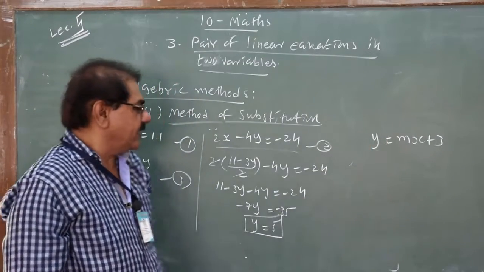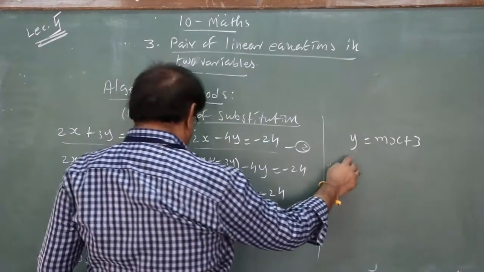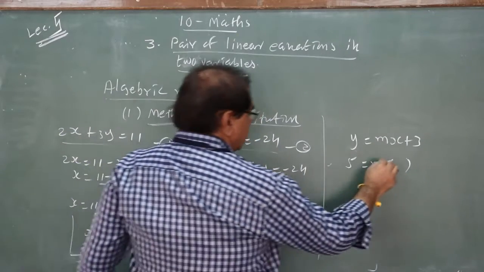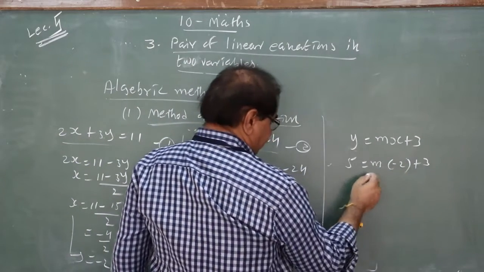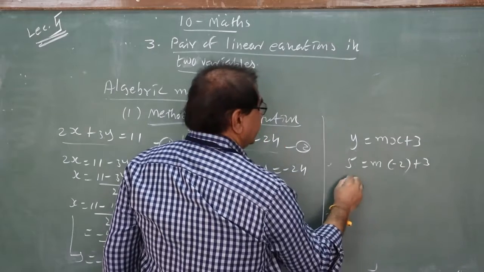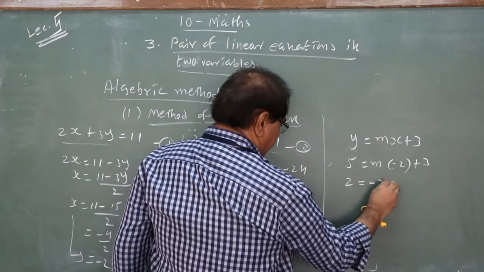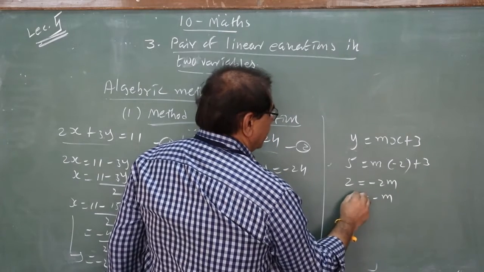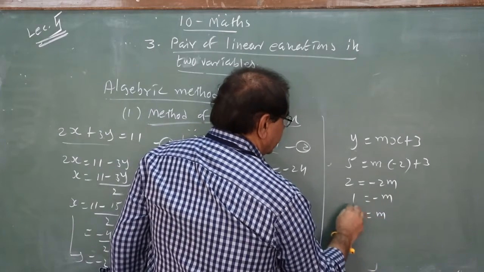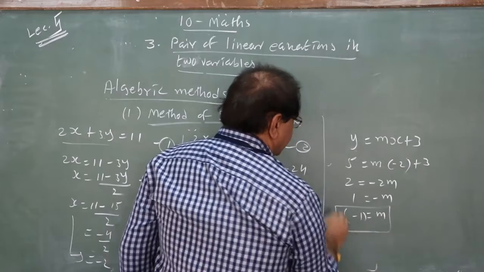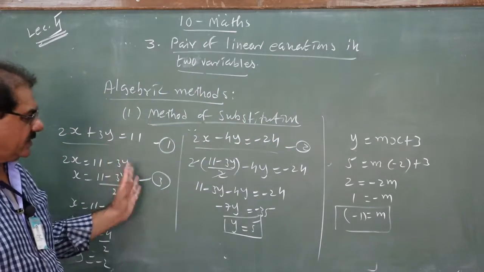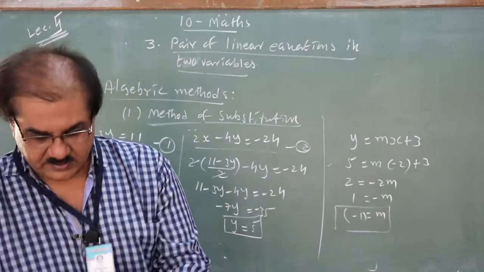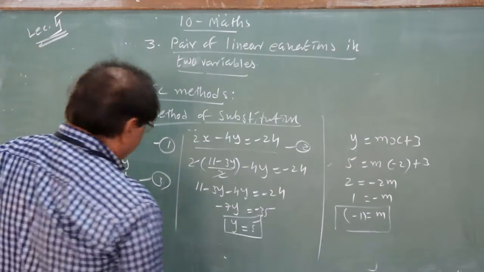Then you plug the values into the given equation. So y is equal to what? 5. M into x is equal to minus 2, plus 3. 5 minus 3, 2 is equal to minus 2m. So minus m, 2 upon 2 is equal to 1. So m is equal to minus 1. So this is your answer. So same question, but some modifications are given, something new to be done. Okay. Now we go ahead.